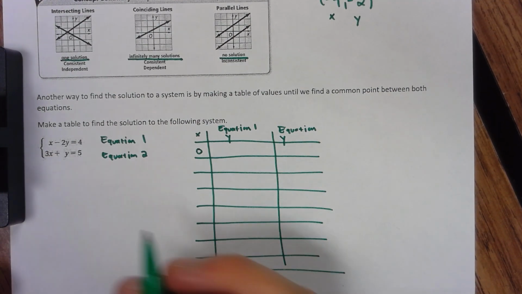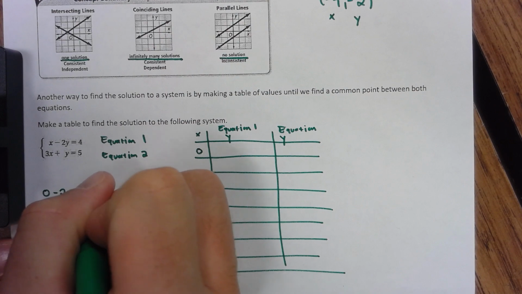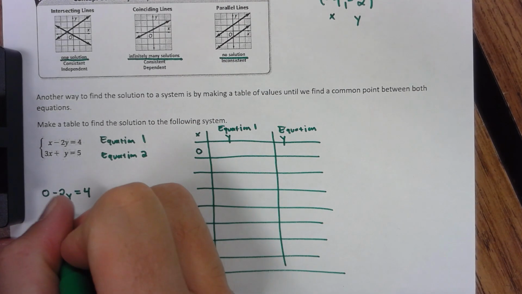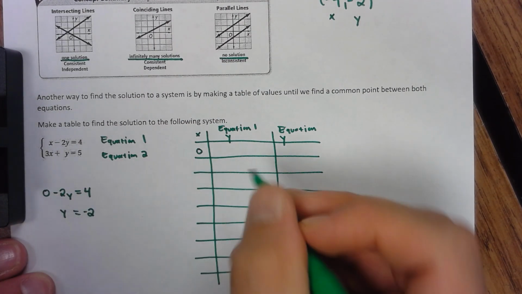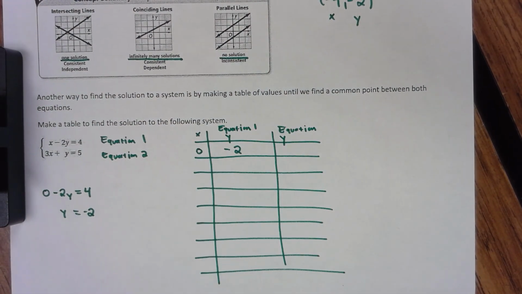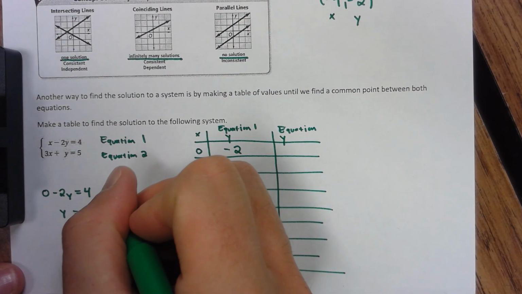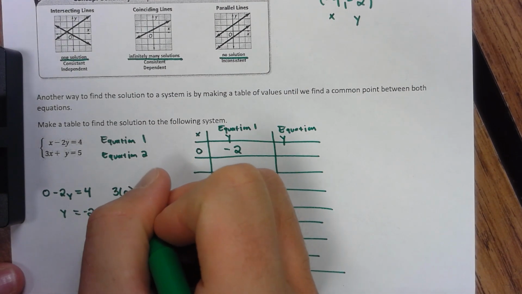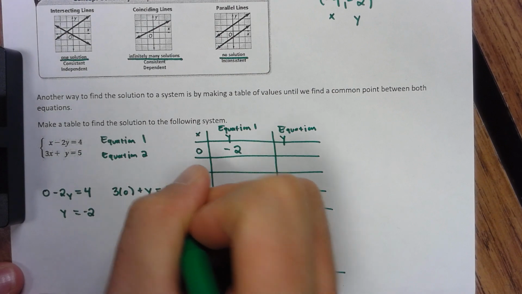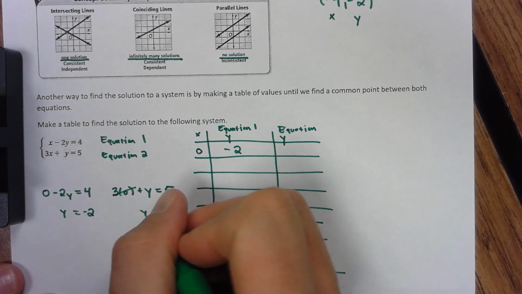So for equation 1, that would be 0 minus 2y equals 4, and thus y equals -2. Then for equation 2, I have 3 times 0 plus y equals 5. 3 times 0 is just 0, and I get y equals 5.